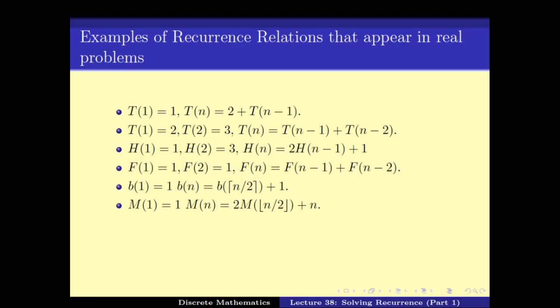These two appeared in various algorithms, particularly the binary search algorithm and the merge sort algorithm, which are very popular in the algorithms literature. And then we have a slightly more complicated one: c1 equals 1 and c of n plus 1 is equal to the summation of i equals 0 to n of ci times c of n minus i.